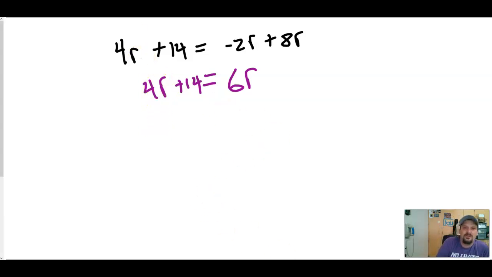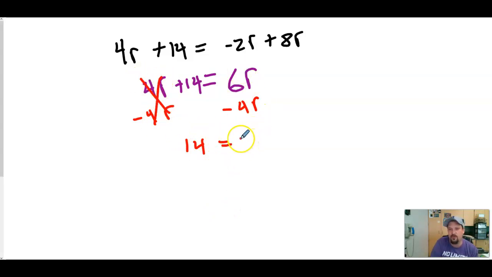Okay, step 2 now. Get all your variables to the same side. So we can either minus the 6r or minus our 4r. Well, if I minus 6r, that would leave everything over here on the left side. So I'm actually going to go ahead and minus my 4r, and that leaves me with a positive variable again. So I end up with a 14 on this side because the 4r's cancel out. 6r minus 4r is 2r.